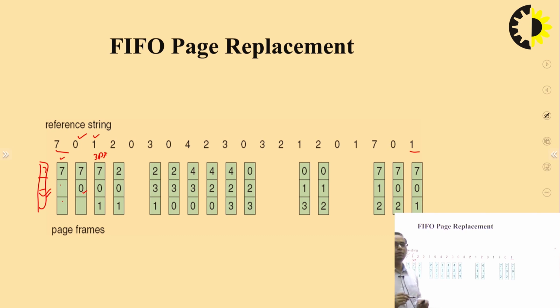So in a page replacement algorithm problem, a page reference string will be given to us, and we have to calculate the total number of page faults using the concept of a particular page replacement algorithm.